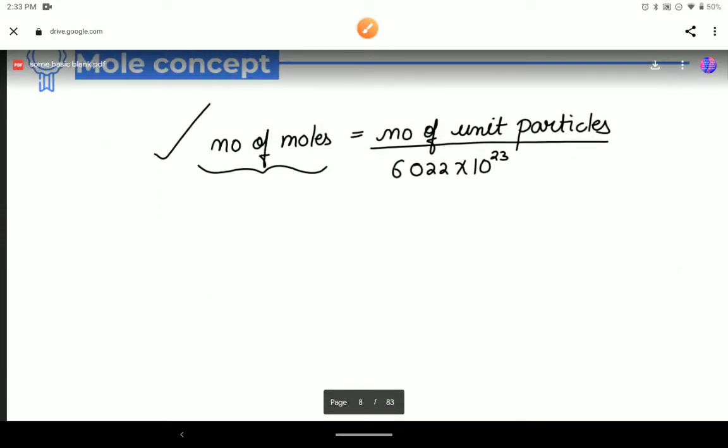Now number of moles. The formula for number of moles is number of unit particles upon Avogadro number. See, Avogadro number is 6.022 into 10 to the power of 23.